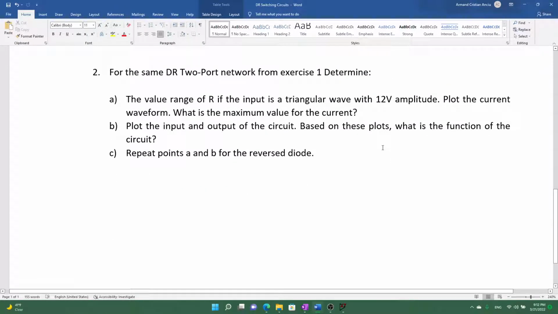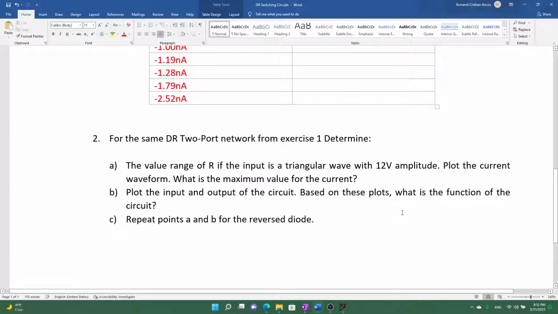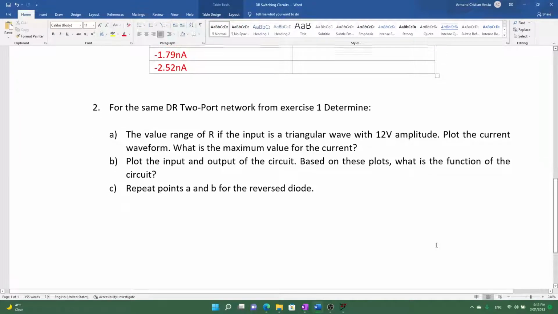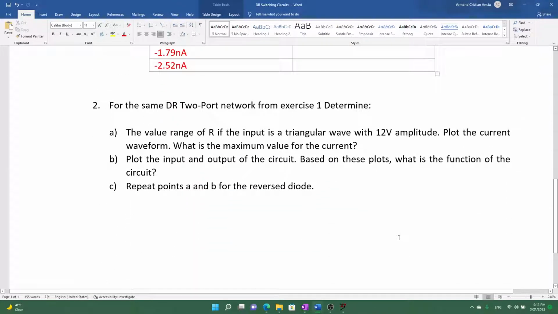And the second exercise that we'll be working with is the two-port network based on the circuit from exercise 1. We have to determine the value range of the resistor if the input is a triangular wave with 12 volts amplitude. Plot the current waveform and what is the maximum value for the current. So let's see how we can solve this problem.